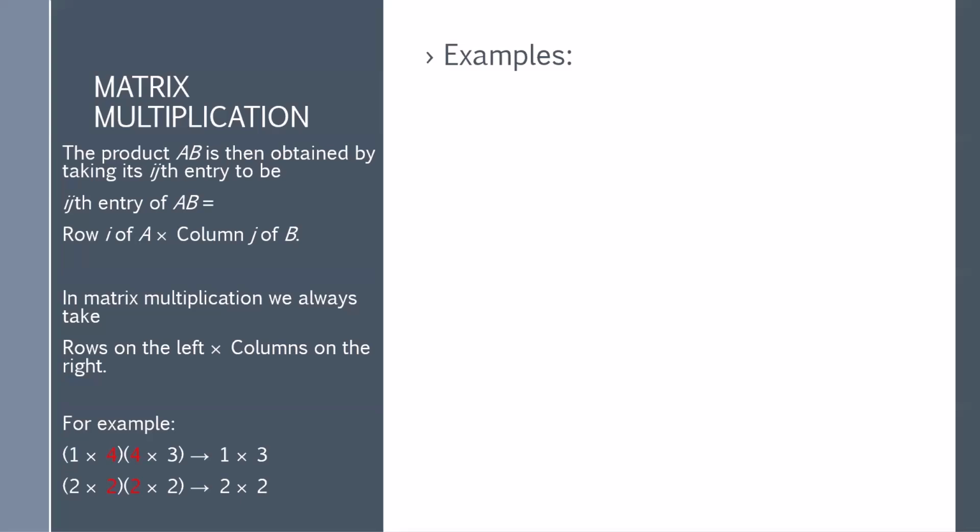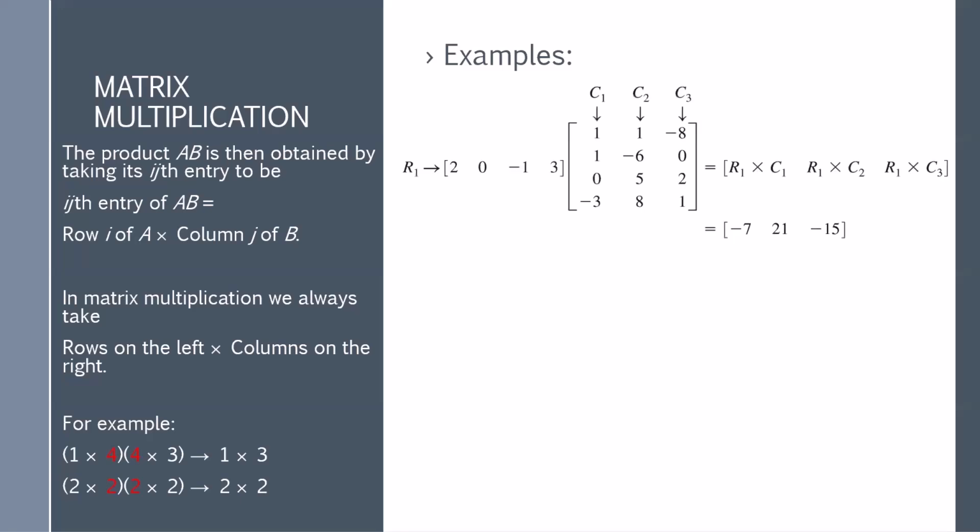Now, in general, the product of two matrices AB is obtained by taking the ijth entry to be the ith row of A times the jth column of B. Let's take a look at an example. We have a row matrix R, and then another matrix with 3 columns, C1, C2, and C3. Because we're multiplying a 1-by-4 matrix by a 4-by-3 matrix, our end result should be a 1-by-3 matrix.